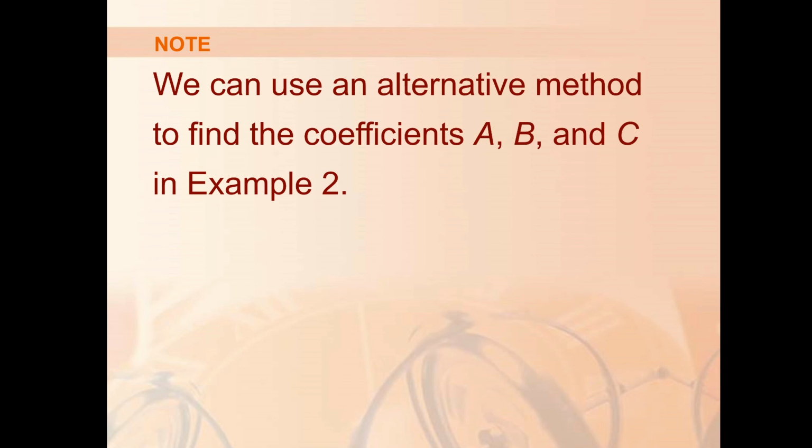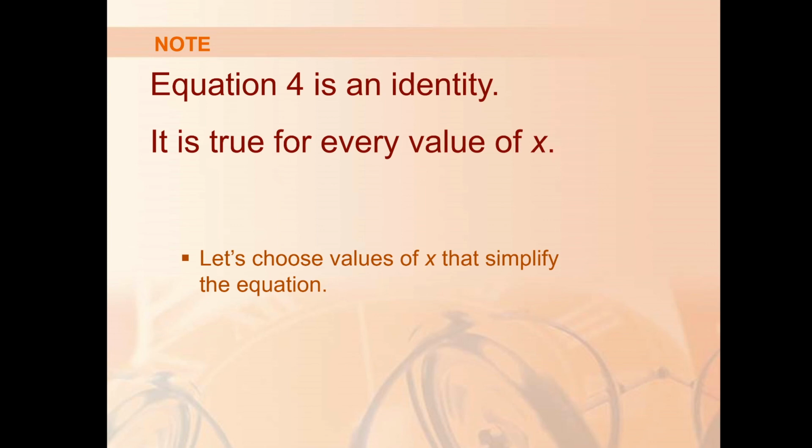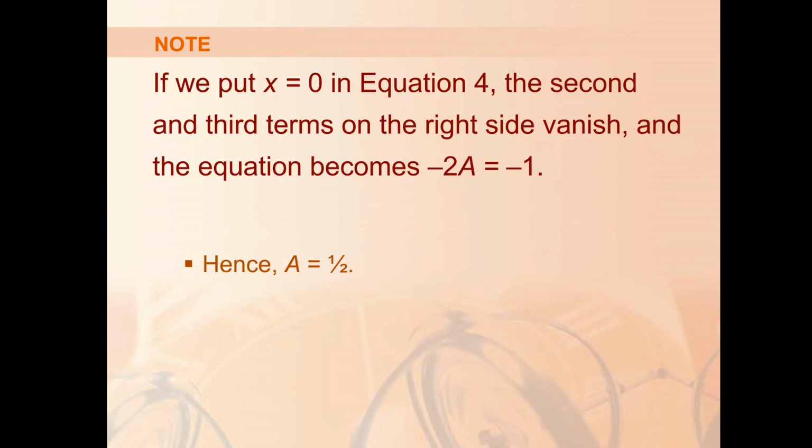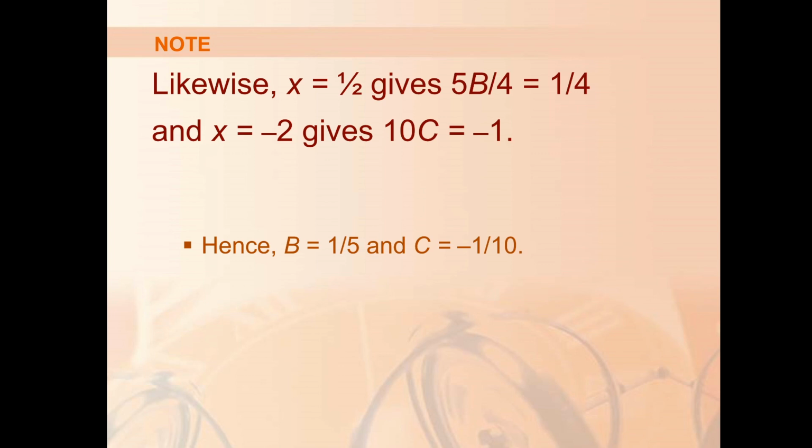So we can use the alternate method to find the coefficients a, b, and c in example 2. Equation 4 is an identity. It's true for every value of x. Well, that's just another approach. Solving for a, b, and c is pretty much the same thing.